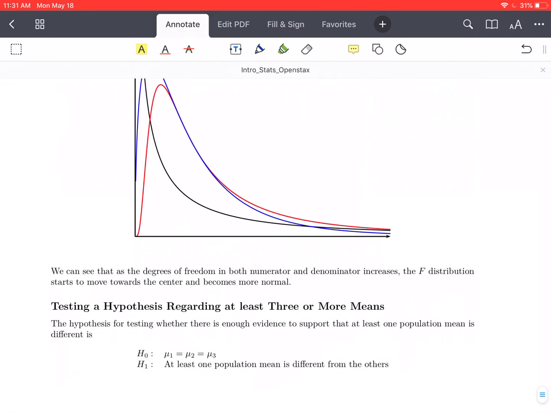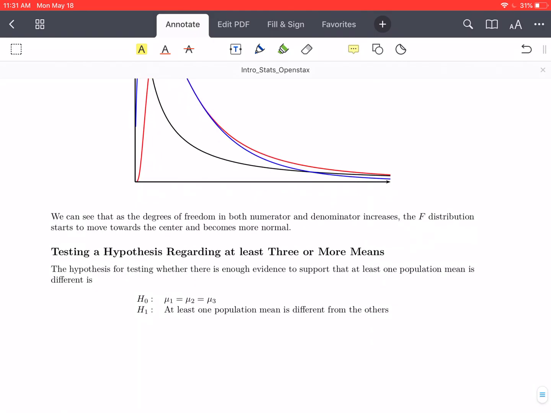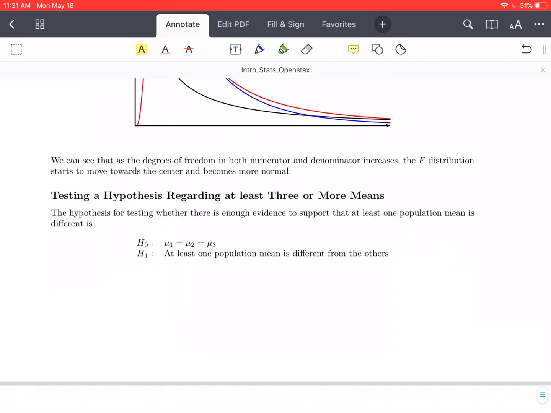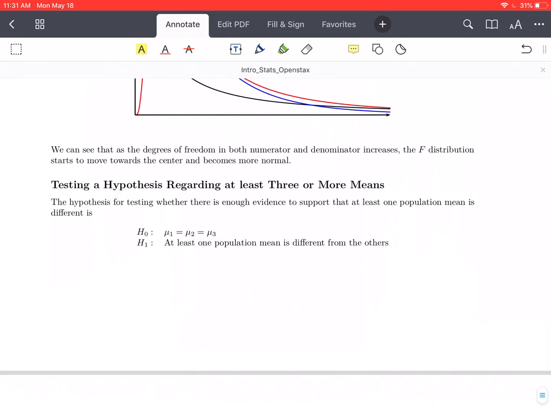Okay. So when it comes to testing a hypothesis around 3 or more means, we need to determine if there's enough evidence to support the claim that at least one is different than the others. So the null hypothesis is always that the means are the same. The alternative is always that at least one is different from the others.